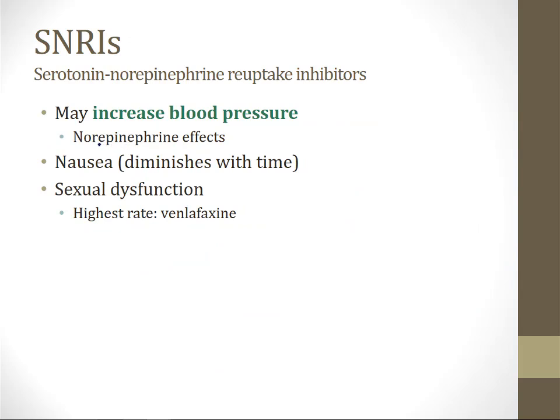Because these drugs have norepinephrine effects, they can raise the blood pressure, and it's very high yield to remember that for board exams. A patient started on an SNRI who comes into clinic a few weeks later with hypertension may be having an adverse effect of the drug. Just like with the SSRIs, some patients on these drugs have nausea, although this usually gets better with time. And also, just like the SSRIs, some patients experience sexual dysfunction. The highest rate is seen with the SNRI venlafaxine.